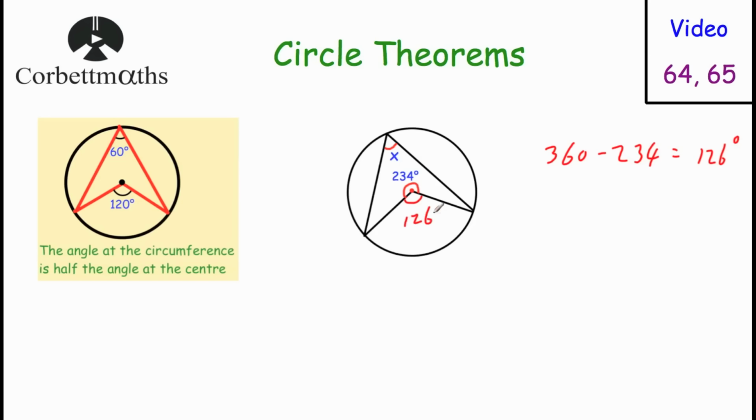So that's 126 degrees at the centre. Now the angle at the circumference is half of that, so if we do 126 divided by 2, that's equal to 63 degrees. So the angle for x would be 63 degrees.